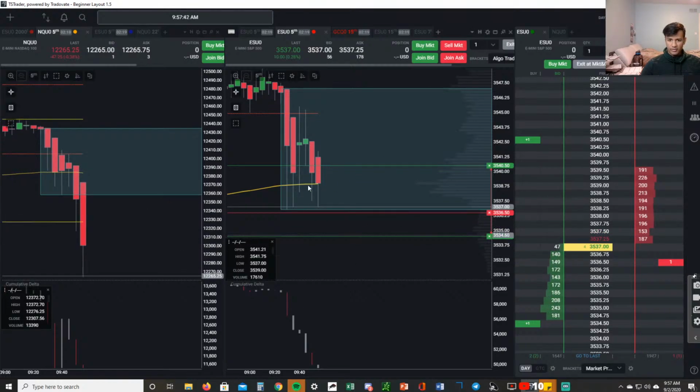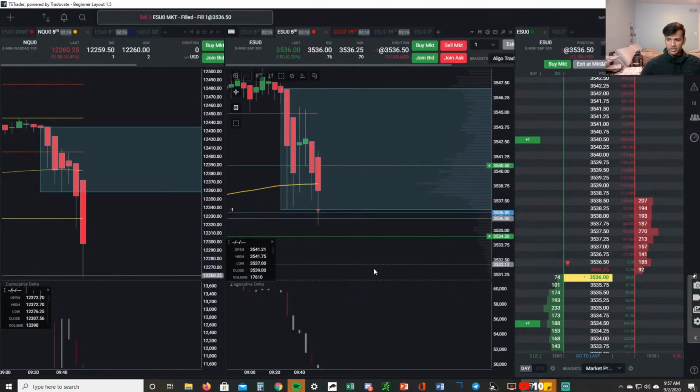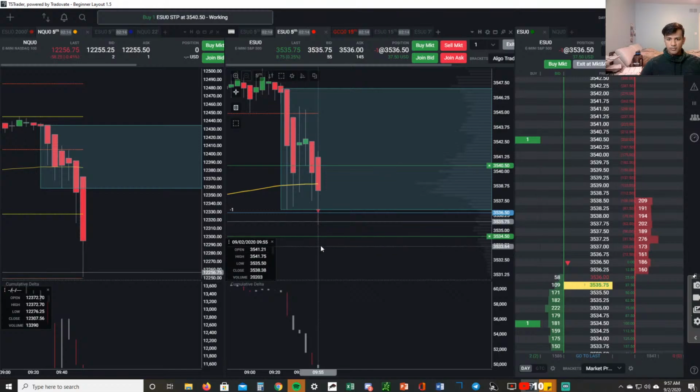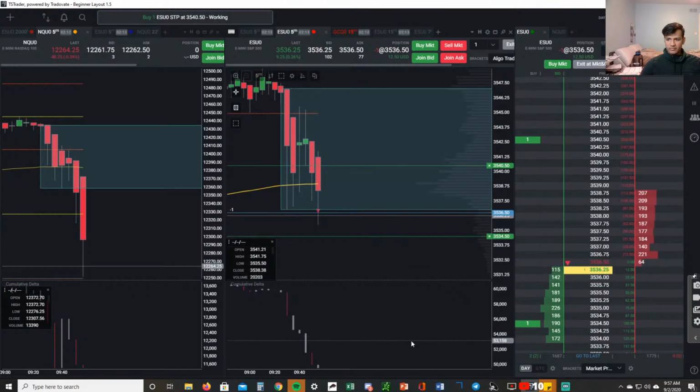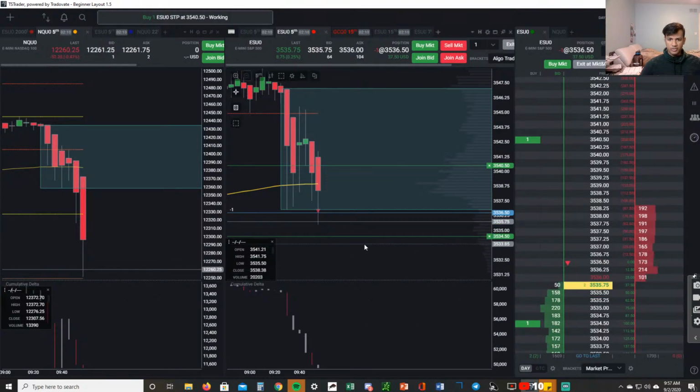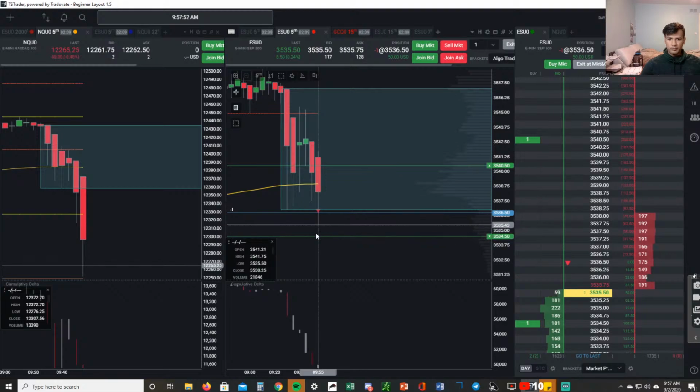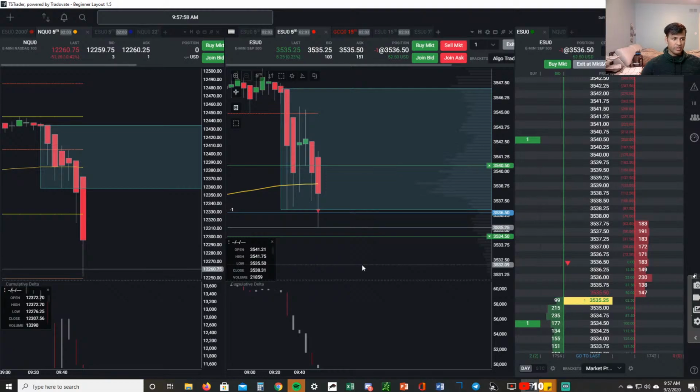NQ's pushing. We might finally get that push that we were looking for on the ES. Just got filled. Stop filled. Trying to see if we can just get that little push, that quick push. That's all I'm looking for. And so you could do 2 micros and just swing trade it, man. Like you can make a good amount.